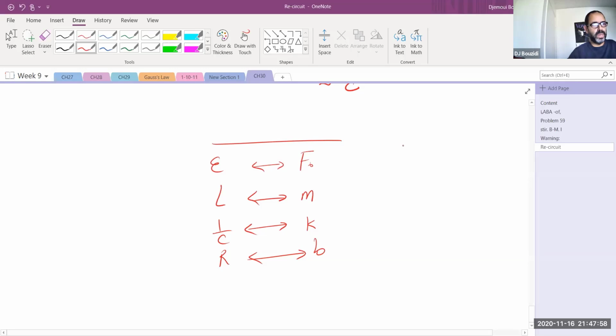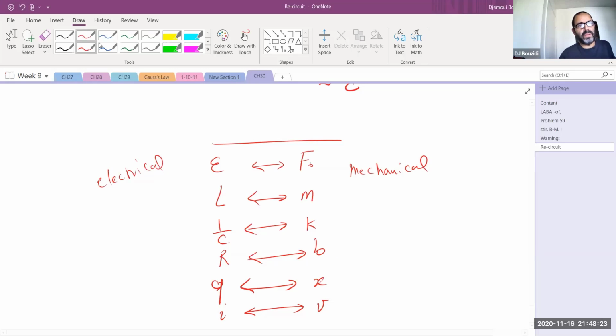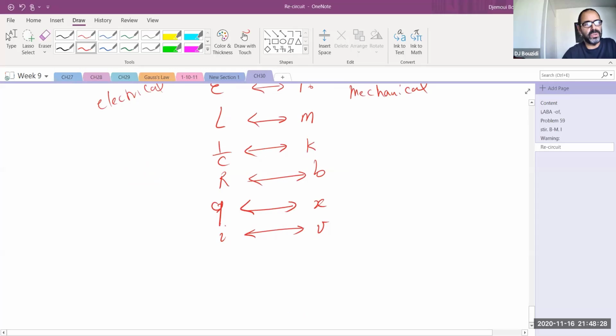Okay, and what else do we need? The displacement. X on this side. The displacement is equivalent to the charge Q, and the velocity is equivalent to the current. So this is a mechanical system, and this is an electrical system. This analogy can be a lot useful. I mean, when you're trying to build an analog circuit, trying to analyze mechanical systems that are very hard to do in real life. So you build a circuit and you start playing with it.